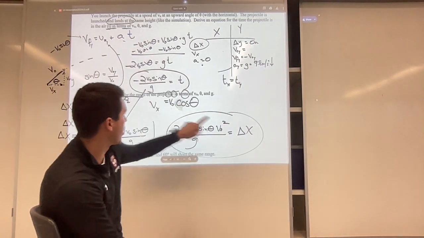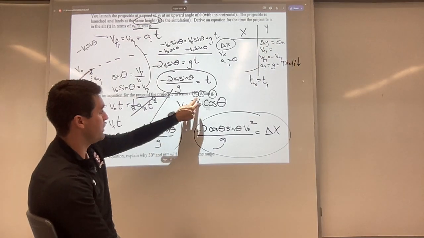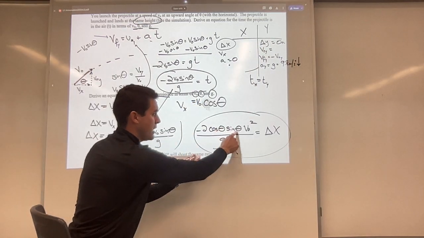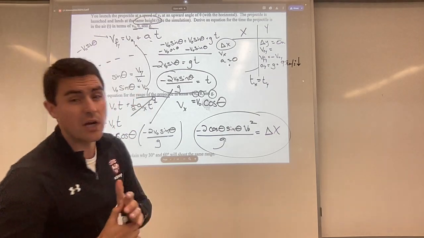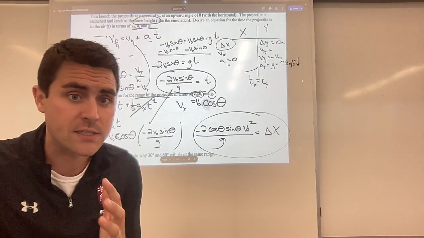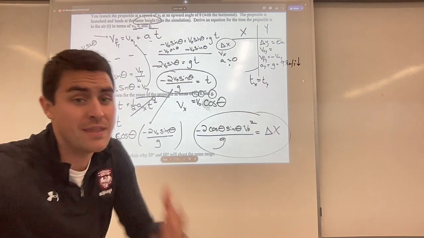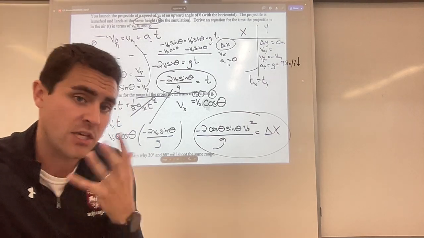Do I have an equation for a range? Yup. Is it in terms of speed, theta, and g? Well, I got theta, I got speed, I got g. I got rid of time, so that's good. This equation does match the rules of the problem. It only contains terms that are outlined in the problem. This is how I would derive the equation.